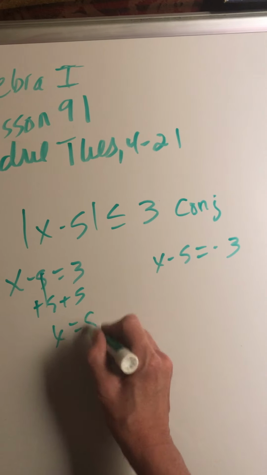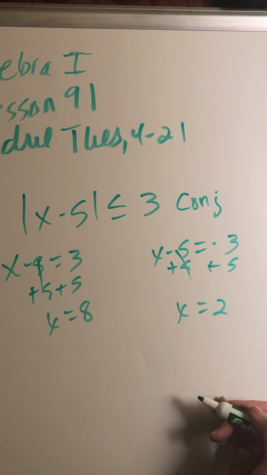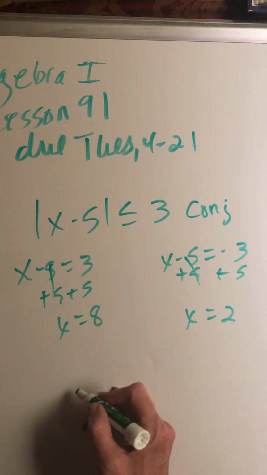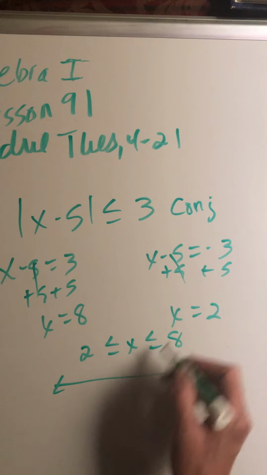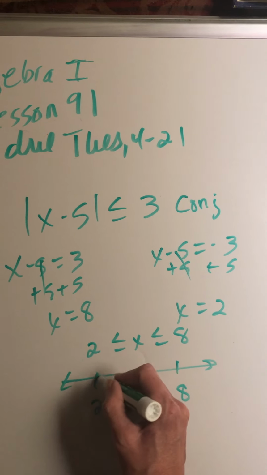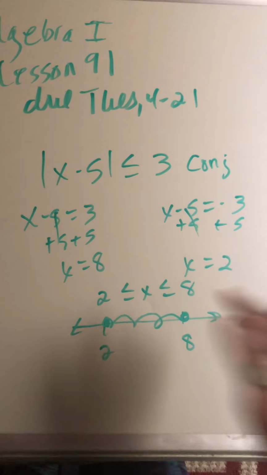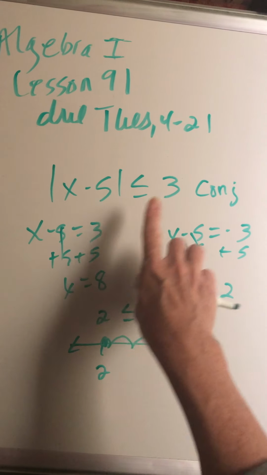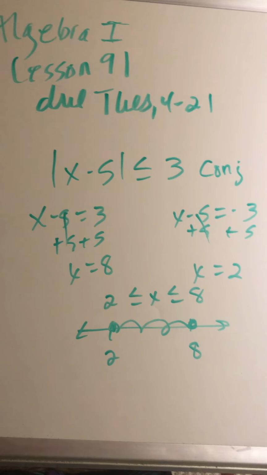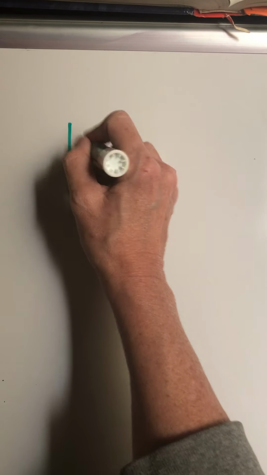So one of my boundaries is 8. My other boundary is 2. So then this is a conjunction. I already said it's a conjunction. So 2 less than or equal to x less than or equal to 8. So 2, 8, closed circle, and everything shaded between. Okay, so the difference is here how you find your boundary numbers, but we've already done that when we had absolute value and equals.